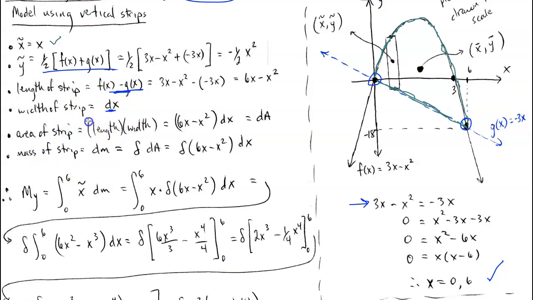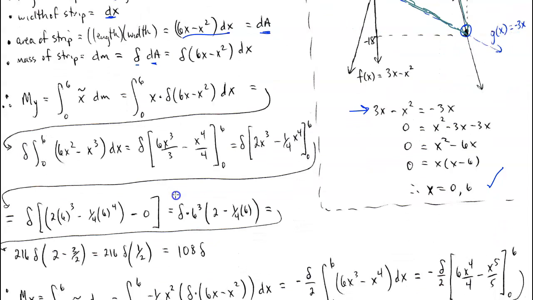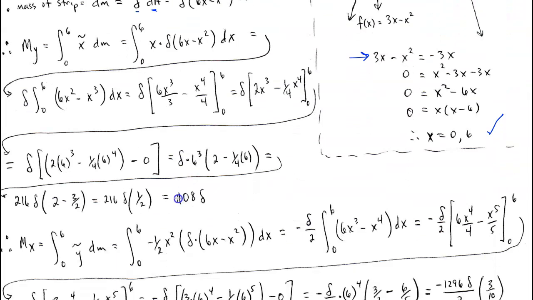And then the differential area here is going to be the length of the strip times the width of the strip, which we see here. And the mass of the strip, which we'll call the differential mass, is going to be density times this differential area, or the area of the strip. And so our formulas for the moment about y, which is the integral of x tilde dm, moment about x, which is the integral of y tilde dm, and system mass, which is the integral of dm, all stay the same. And so all we have to do at this point is just work things out.